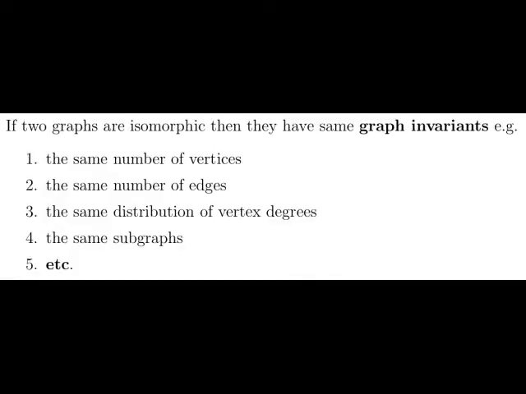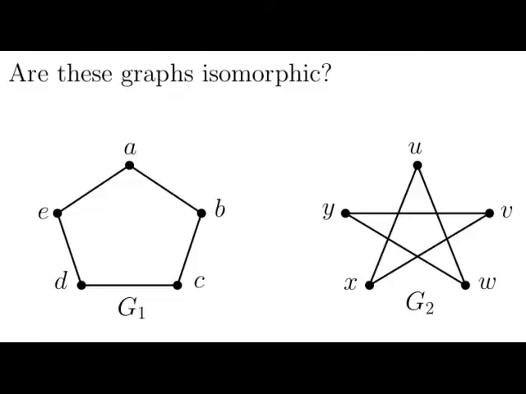So now, given these two graphs, how can we check whether they are isomorphic or not? There is a list, an incomplete list. We'll see why it's incomplete later. So what do you need to check? First, check if they have the same number of vertices or not. Then check if they have the same number of edges or not. Then check the distribution of the degrees. Check some subgraphs, etc.